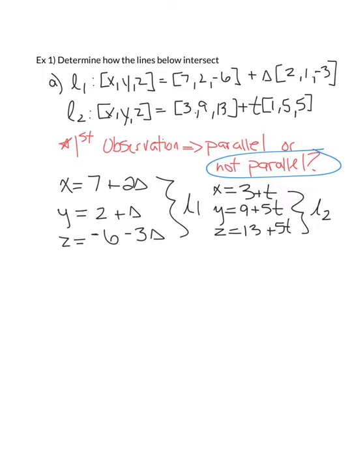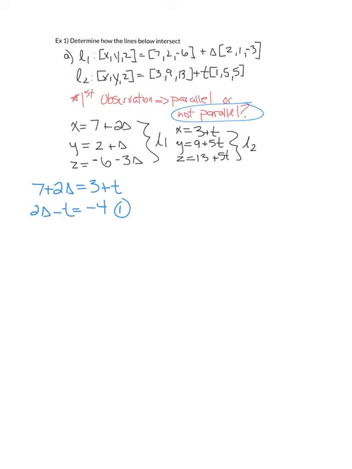So what we're going to do is come up with some equations. We're going to set the x equal to the x, the y equal to the y, and the z equal to the z, and see if we can come up with a solution. If we do, that means we're going to have an intersection at one point, and if we can't, that means that we have skew.